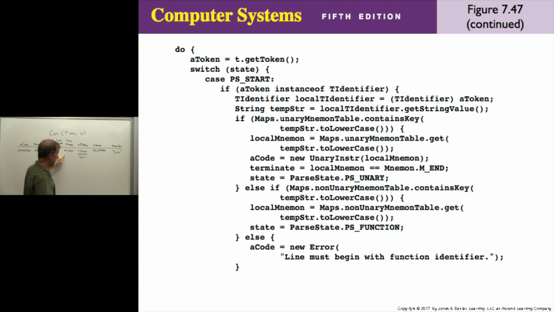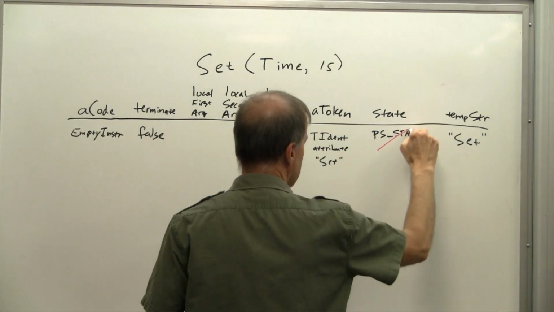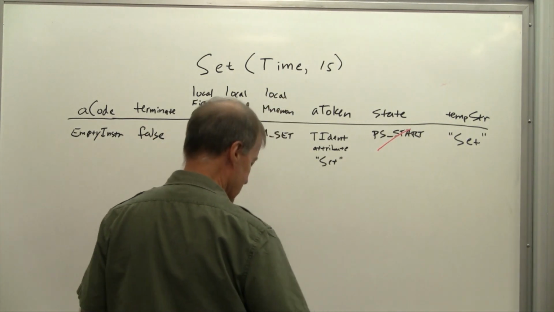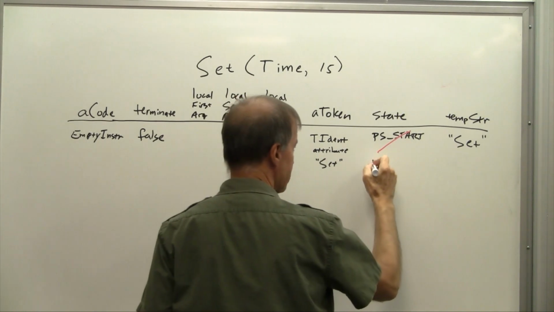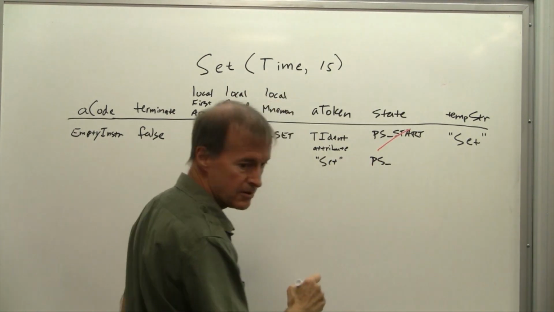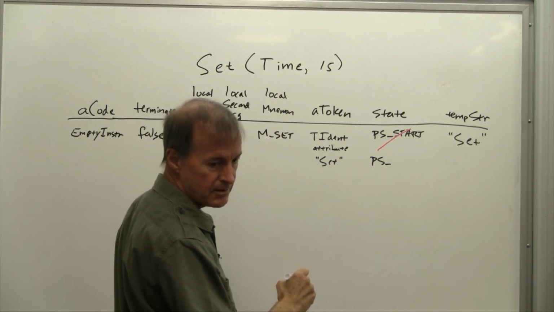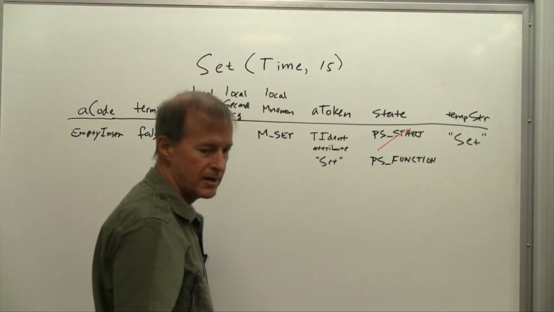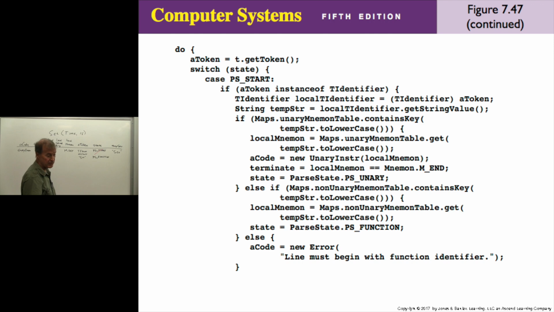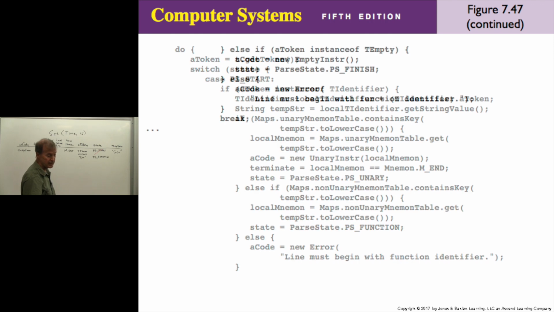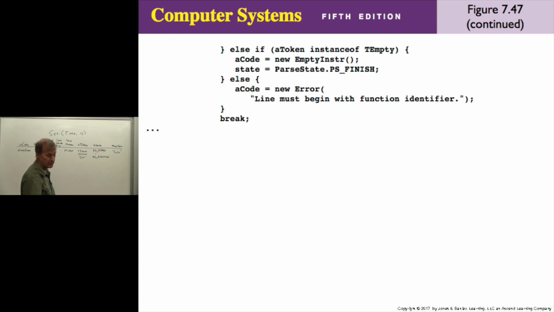PS function. So now state is no longer this. So it's direct code technique, right? We're setting the state directly in the code, and this gets PS underscore function. All right? Then it goes to the end of the PS start, and it does a break, and then it goes to the end of the loop.